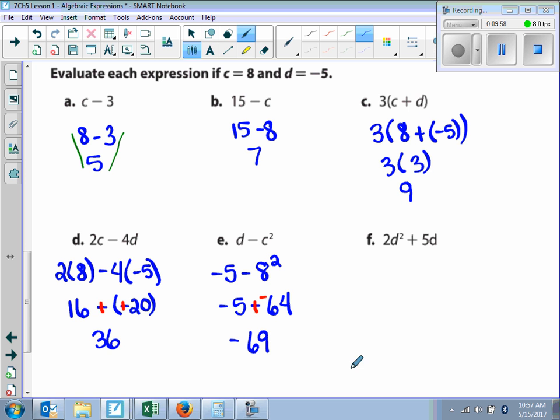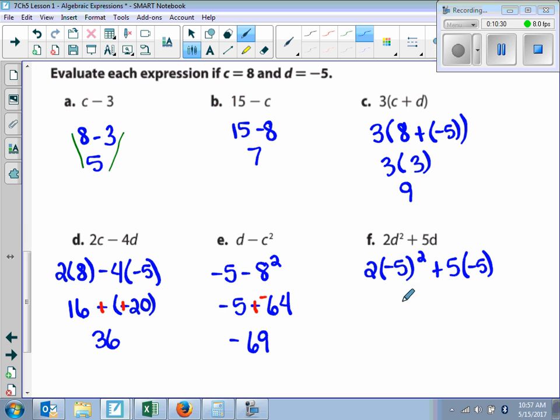All right, how about example F? What am I going to substitute in there? 2 times negative 5 squared. Very good. Make sure you put your parentheses, and the squared goes on the outside. Okay? The squared goes on the outside. Plus 5 times d, which is, again, negative 5. Okay? And now we simplify.